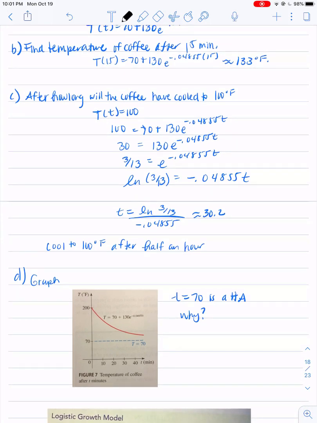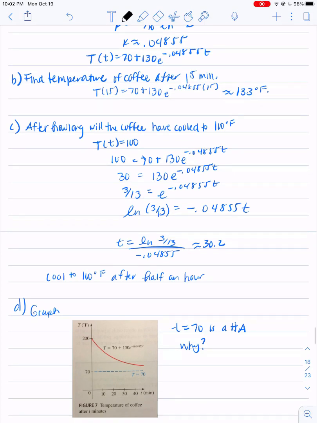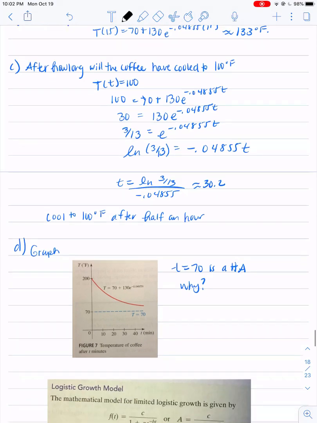And then we want to find after how long will the coffee have cooled to 100 degrees Fahrenheit. So we have T(t) equals 100, and we want to find our t. So I have 100 equals 70 plus 130e to the negative 0.04855t. So I subtract 70 and I get 30. And then I divide by 130. I get 3 over 13 equals e to the negative 0.04855t. I take the natural log of both sides, and the e cancels, so I have t equals natural log 3 over 13 over negative 0.04855, which is approximately 30.2. So it's going to cool to 100 degrees after half an hour.